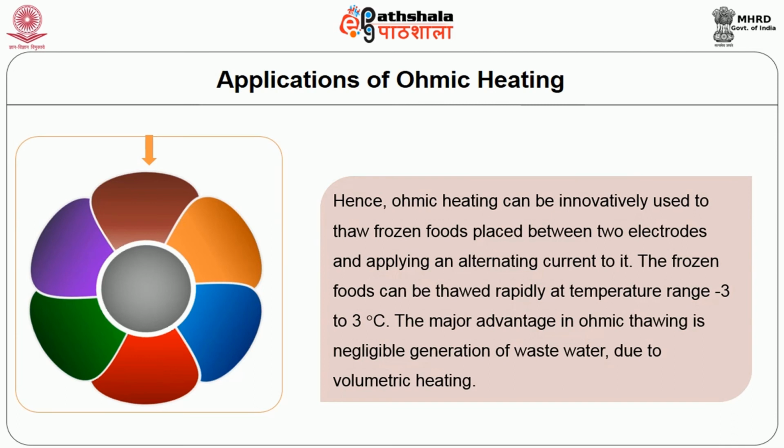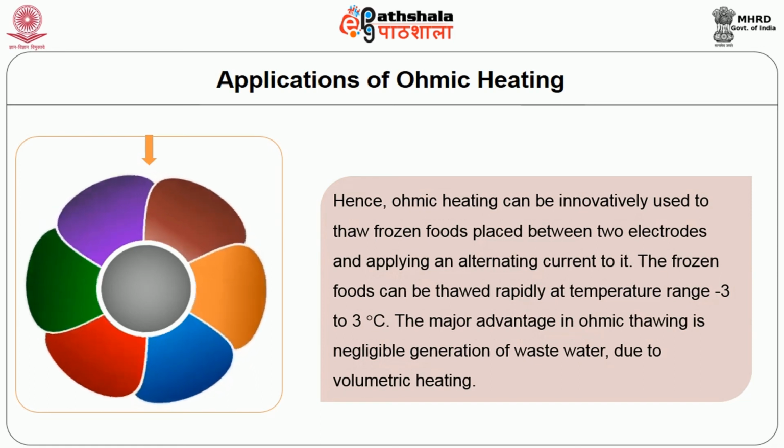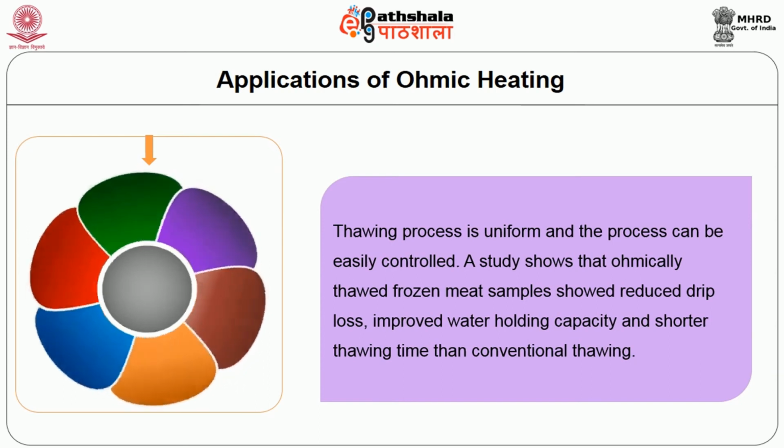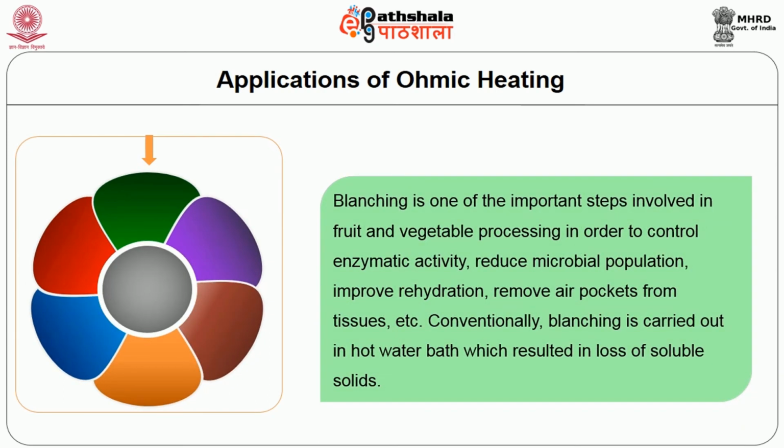The major advantage in ohmic thawing is negligible generation of wastewater due to volumetric heating. Thawing process is uniform and the process can be easily controlled. A study shows that ohmically thawed frozen meat samples showed reduced drip loss, improved water holding capacity and shorter thawing time than conventional thawing. And the next is blanching.